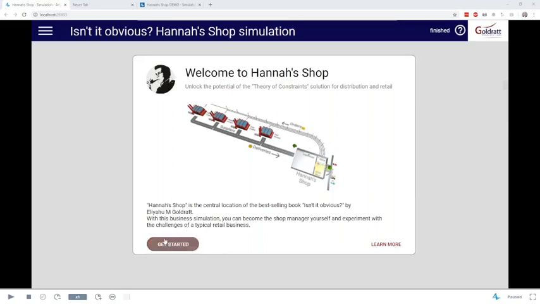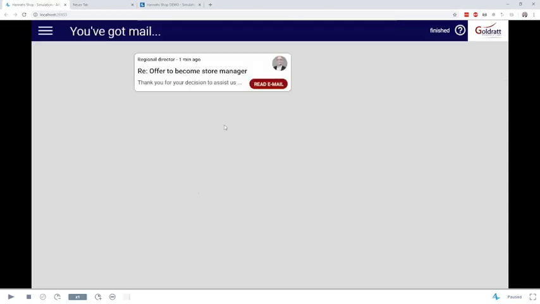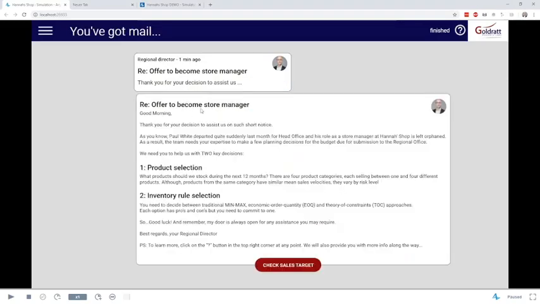So let's get started, like this button is inviting us. And the first thing that you will see is that you receive an email that you have been appointed by the regional director to become the new store manager.